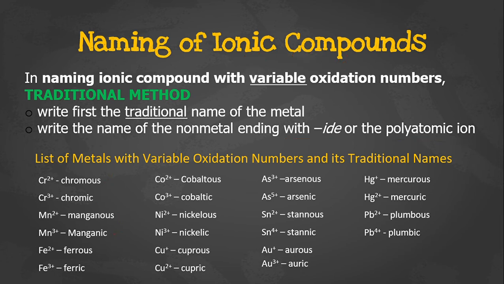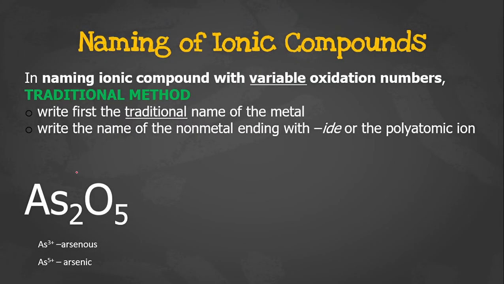So, let's have some examples. First one is this. Okay? Dito nga lang, kailangan nating gumamit ng what we call as the reverse crisscross method. For the reverse crisscross method, yung subscript ng isang element ang magiging charge ng kabilang element. Okay? Pero take note again, positive yung nasa left side at negative yung nasa right side.